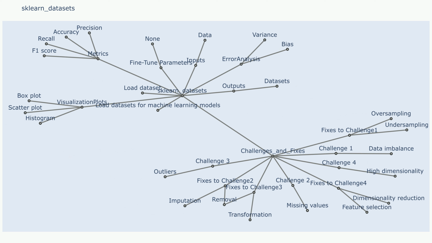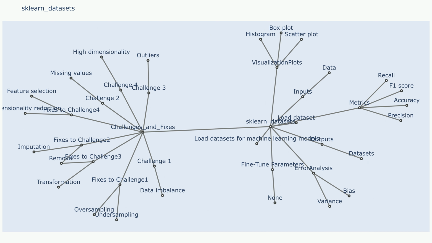Uncertainty methods. Uncertainty method 1. Explain in detail. The sklearn datasets themselves do not include uncertainty estimates. Uncertainty methods are typically applied to machine learning models trained on these datasets. Uncertainty method 2. Explain in detail. For example, Bayesian methods can provide uncertainty estimates for model predictions.